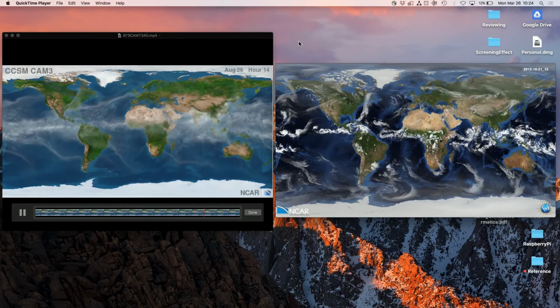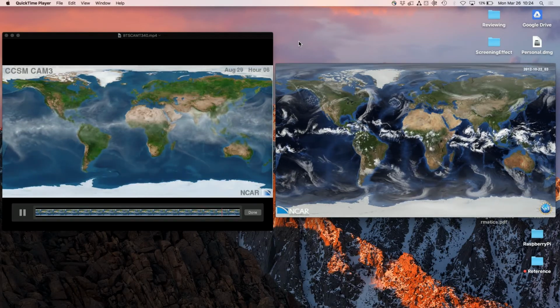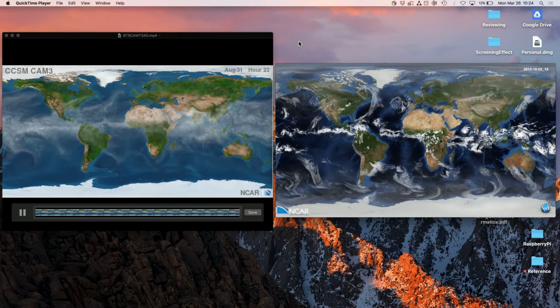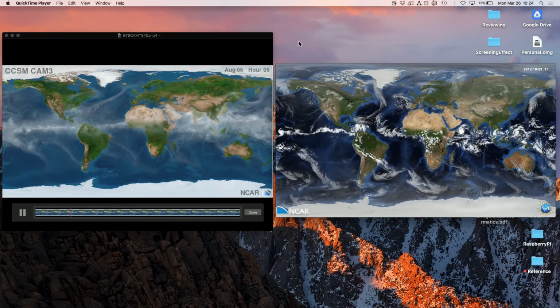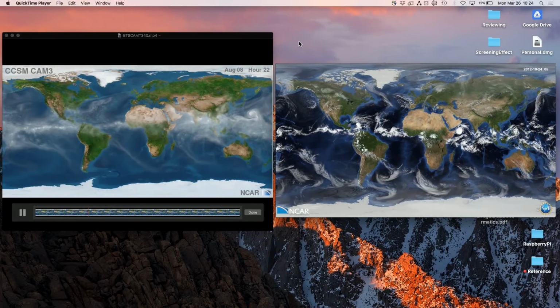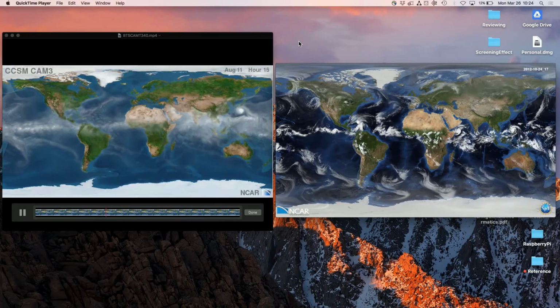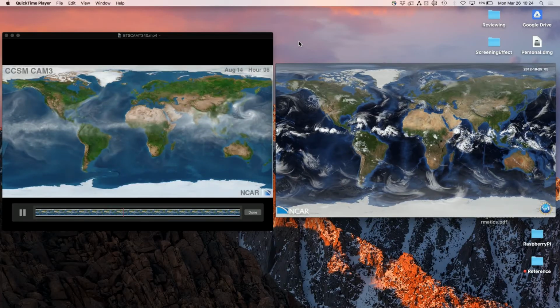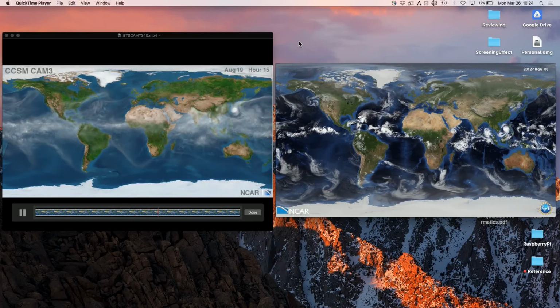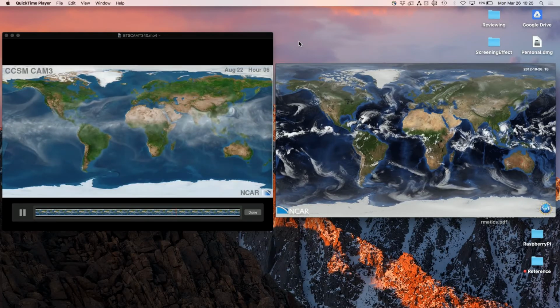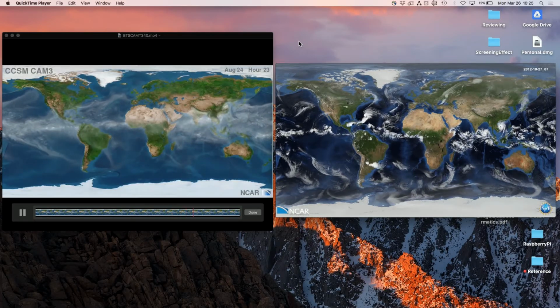We can think of these as climate model simulations. I estimate they're about 10 years apart. The one on your left is about 10 years old. It has a resolution of about 40 kilometers, and this one is a newer one, actually pretty recent, and it has a resolution of about 4 kilometers. Obviously, what's being emphasized here is the motion of the atmosphere and the clouds.